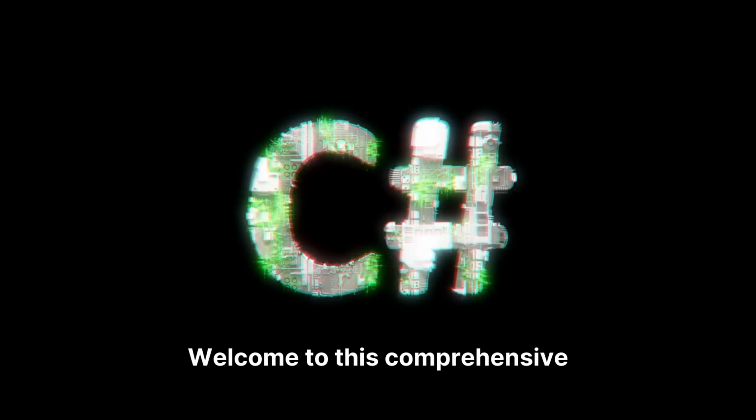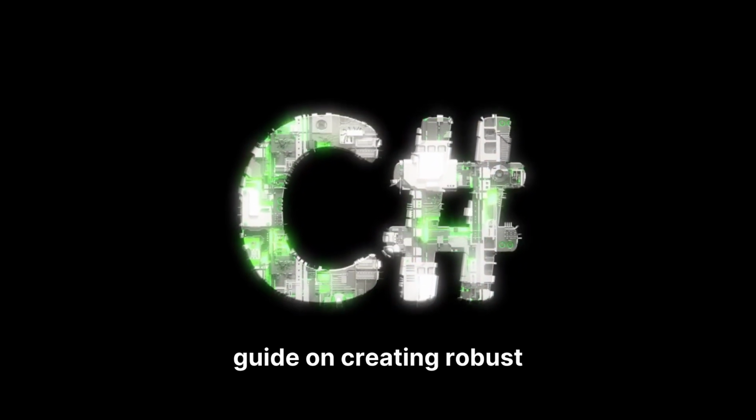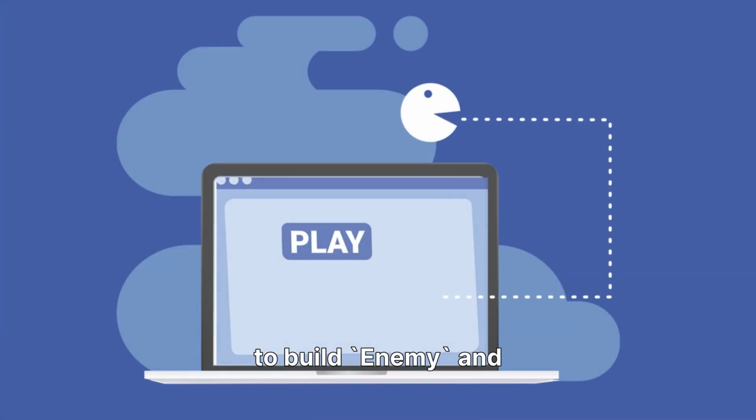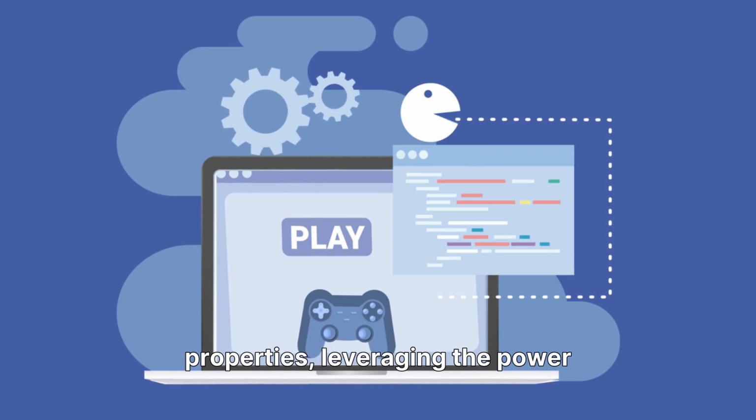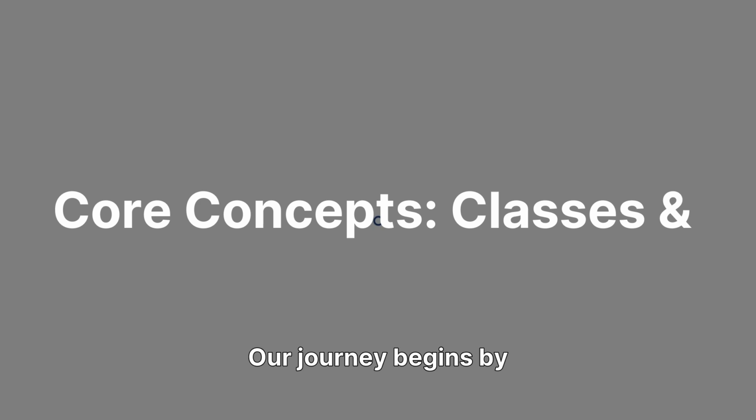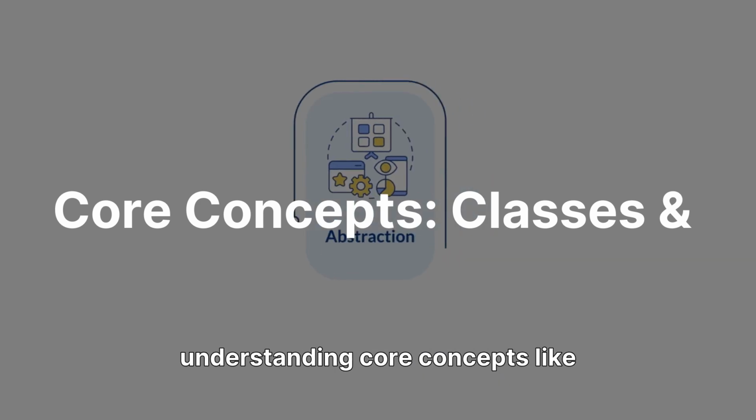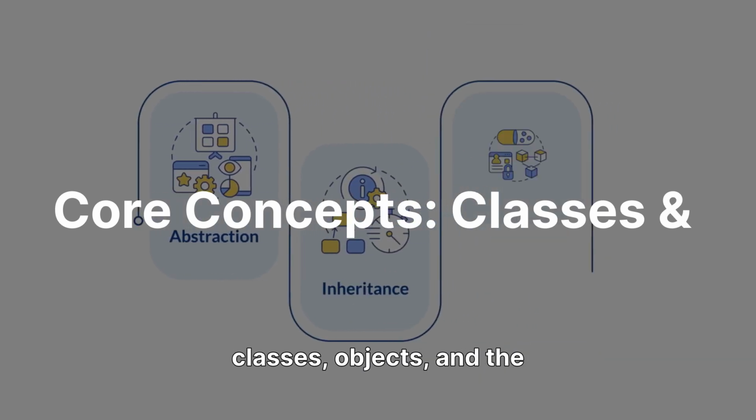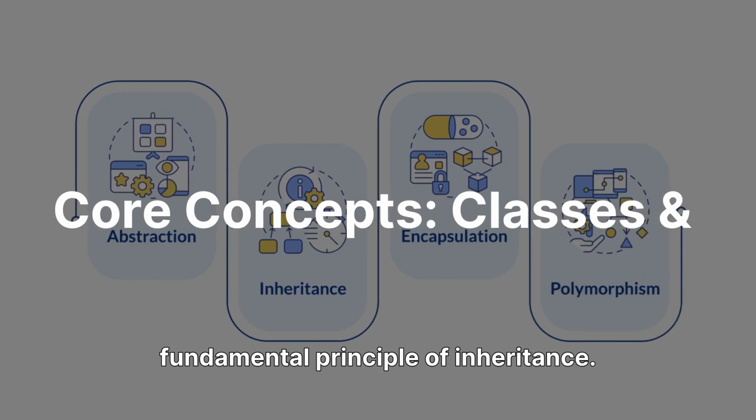Welcome to this comprehensive guide on creating robust game entities in Unity using C# inheritance. Today, we'll explore how to build enemy and player classes with shared properties, leveraging the power of object-oriented programming. Our journey begins by understanding core concepts like classes, objects, and the fundamental principle of inheritance.